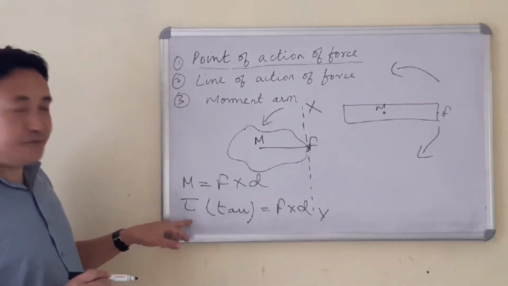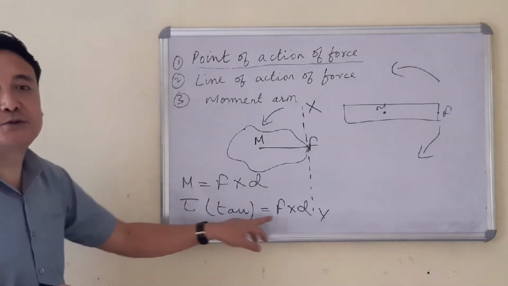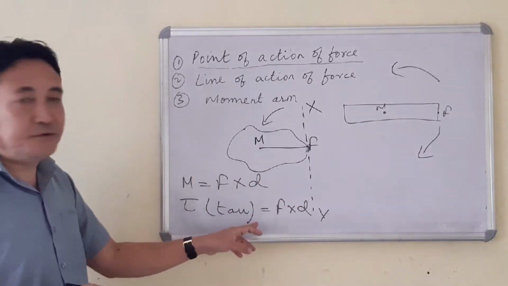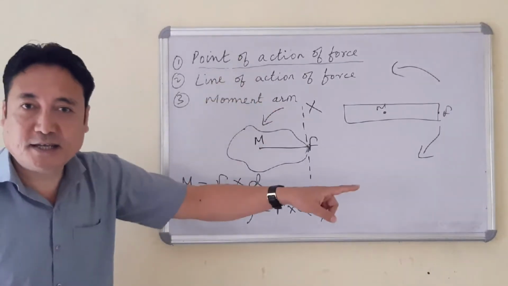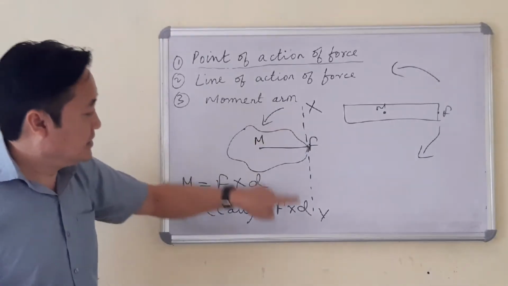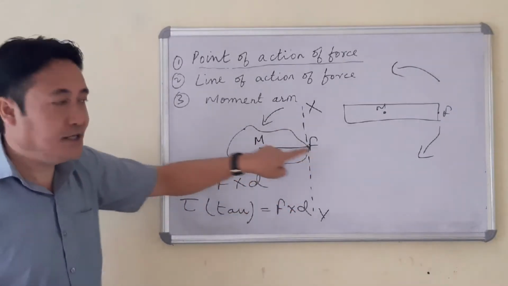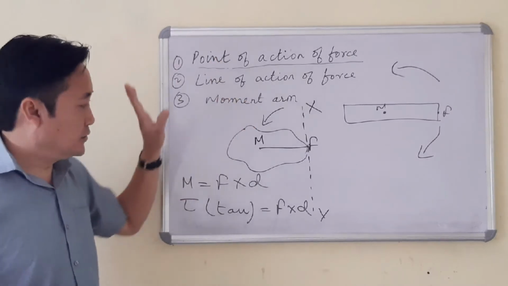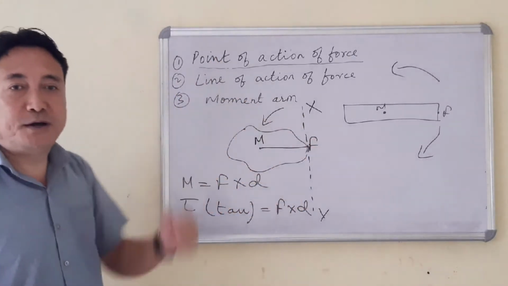Now, moment of force can also be written as tau equals F into D. F is the force, D is the distance. Now, what distance is that? That distance is the moment arm. Or we can say that this distance is the perpendicular distance from the axis of rotation to the line of action of force.